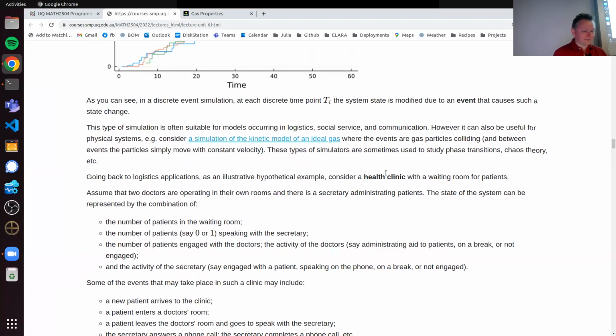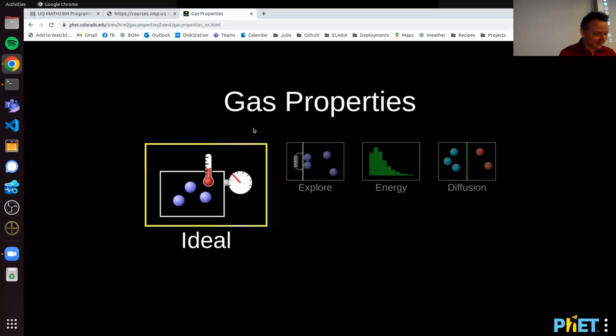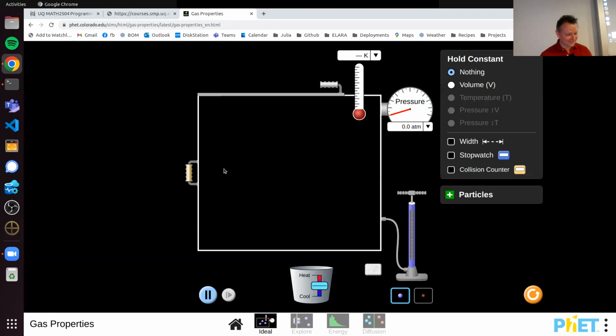And I'm a physicist, so the one I really love playing with is this idea of a simulation of ideal gas. I actually coded up something like this in OpenGL during my PhD instead of doing the work I was probably supposed to do. And you can see here, this is a discrete event simulation written, I think, in JavaScript.